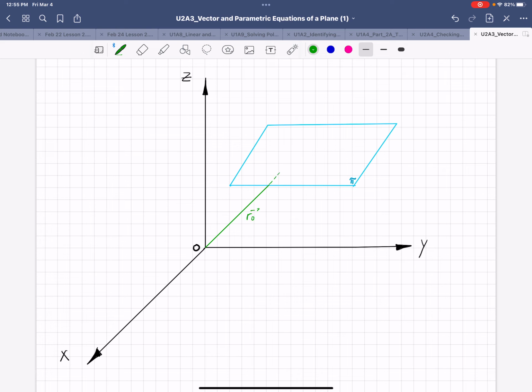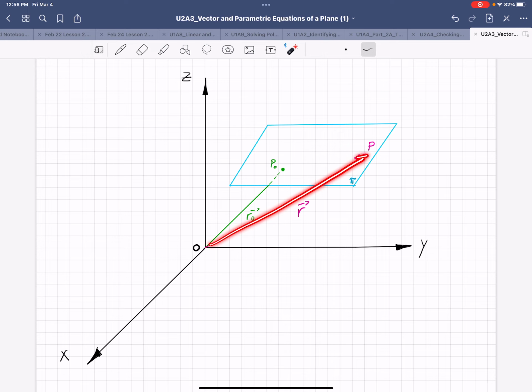The head of the starting vector will be somewhere on the plane, and I will call the head of it the point P0. We let any point on the plane be what we call the point P, which means that the point P could be here, could be anywhere on the plane. We will connect the point P with the origin. The point P connected with the origin will represent what we call the vector R.